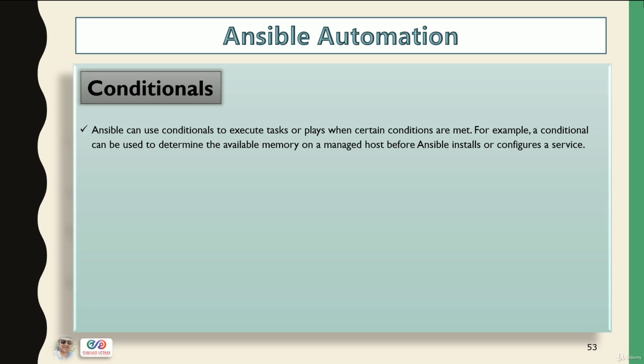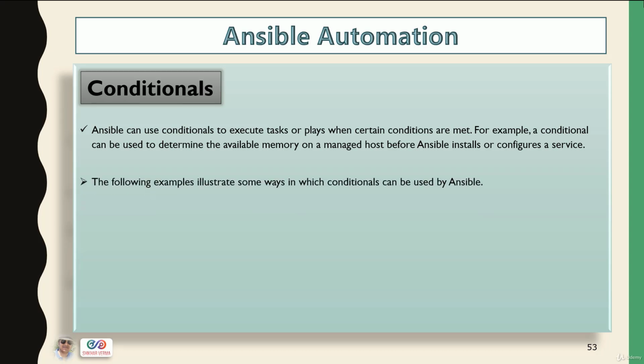So when I create the playbook, I can use this condition. When you execute the playbook, it is going to go to your managed servers, and it is going to check the condition whether the available memory is 4 GB or not. If it is not, it should skip the server and move on to the next server. And if the available memory is more than 4 GB, then it should install the package. So this way you can use conditionals in Ansible.